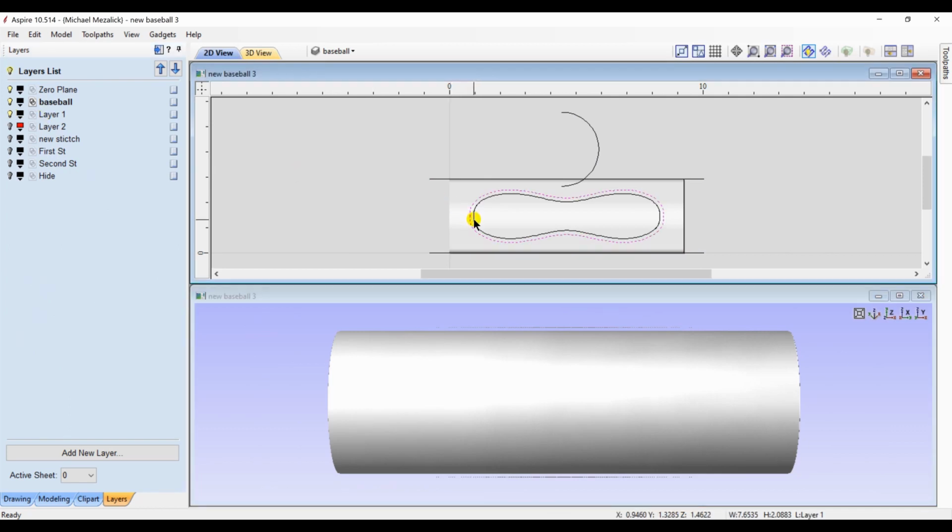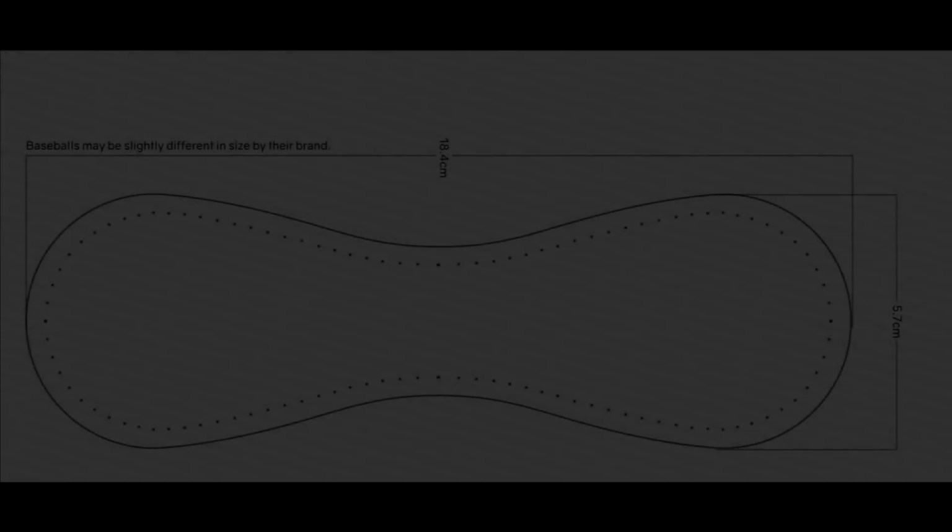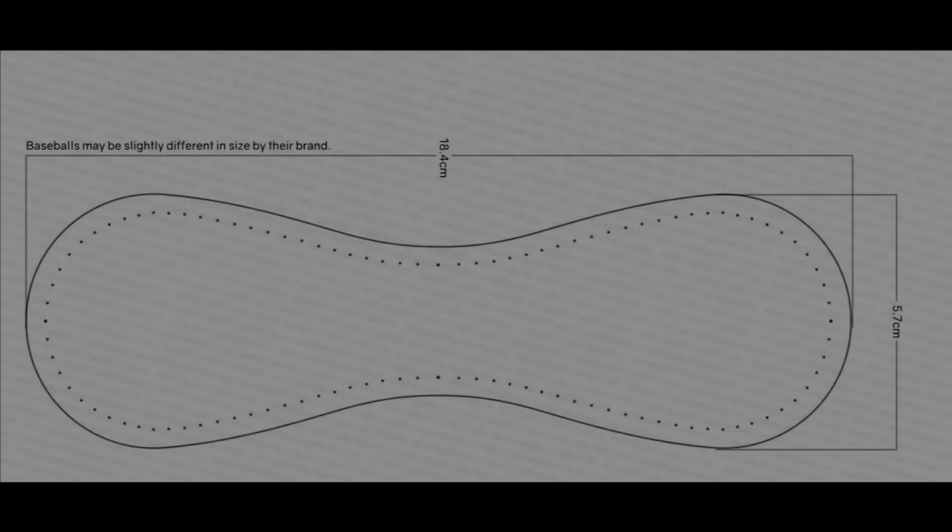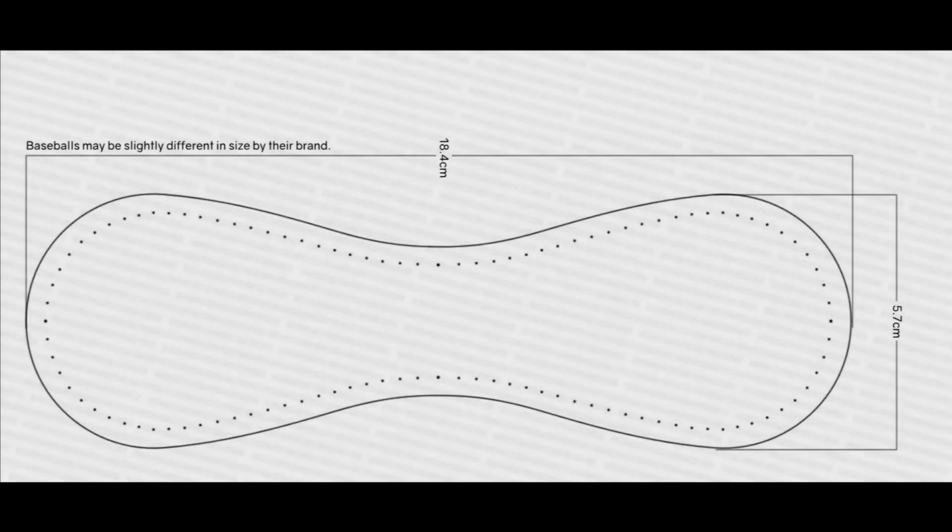I then create the vectors for where the stitching is. I found it online of the actual size and dimensions of how the stitching template is made. And I simply traced it. Here's a picture from the patent of the baseball of how the cover actually fits together.